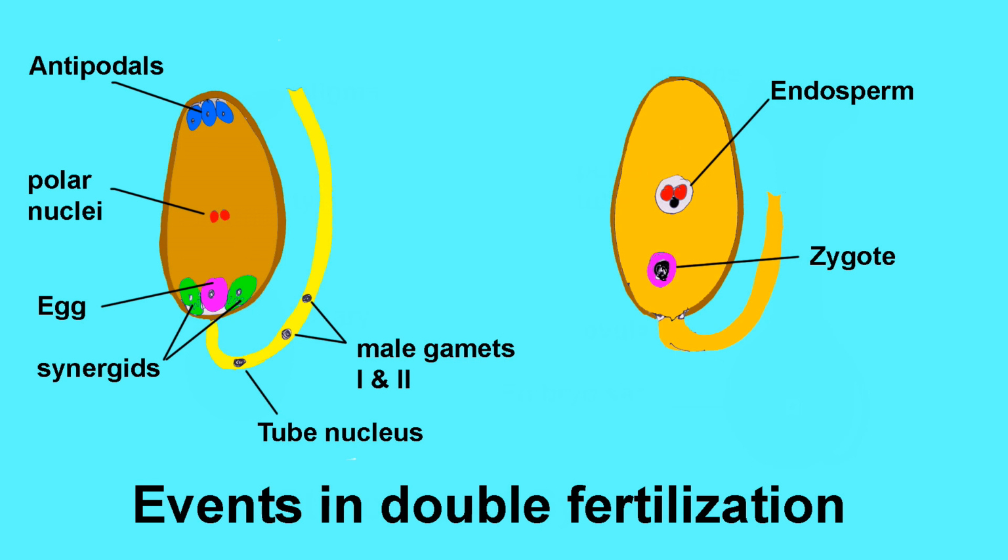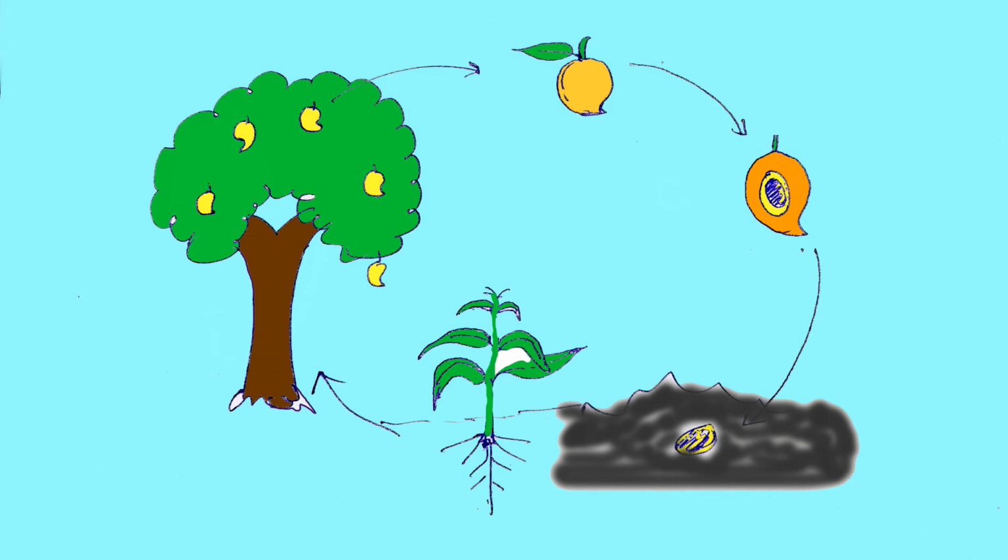The first male gamete comes and fuses with the egg cell, which results in formation of zygote and thereby embryo. Whereas the second male gamete fuses with the polar nuclei, which results in the second fertilization so as to produce endosperm, which is the nutritive tissue for the development of zygote. This is referred to as double fertilization, which is unique to the angiosperms. Later on, zygote develops into seed, whereas ovary develops into fruit. This is the process of sexual reproduction and formation of fruits in the flowering plants.